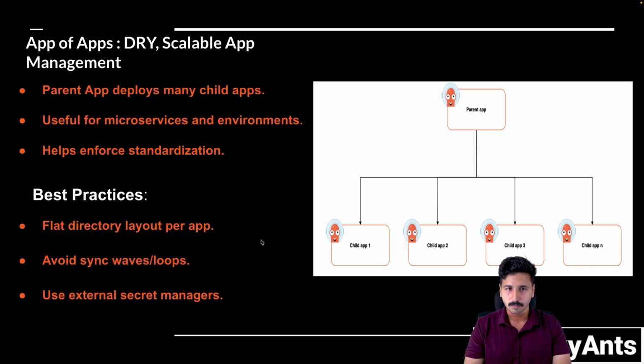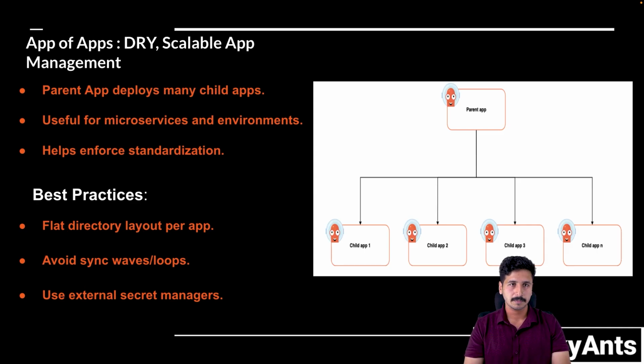Let's say you use Helm hooks, so that might create sync waves that will continuously be applying to your cluster. So that is one thing you can avoid. And the best practice is to use an external secret manager and not hard code any secrets. You can use external secret managers like Vault or SOPS. That is the best alternative instead of hard coding the secrets or even using Kubernetes secrets.